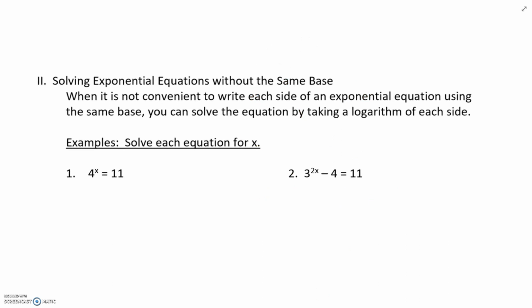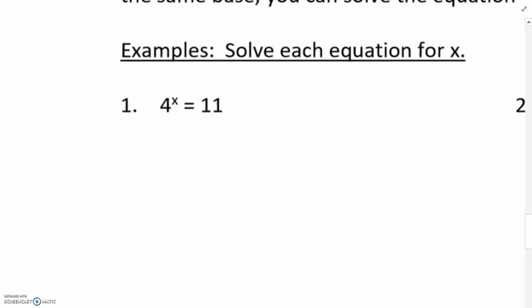If you go over to the second page, you'll see that we are going to be solving exponential equations without the same base. If you look here on number 1, you've got a base of 4, a base of 11. There's no convenient way to write both sides using the same base. So we're going to instead solve the equation by taking a logarithm of each side. So what you do is you just say, okay, I'm going to take the log of both sides of this, and you can use whatever base you want, really. I'll just do natural log, no particular reason. Of course, you're going to want to use either natural or common log because we have those buttons on our calculator, so that makes our life easier.